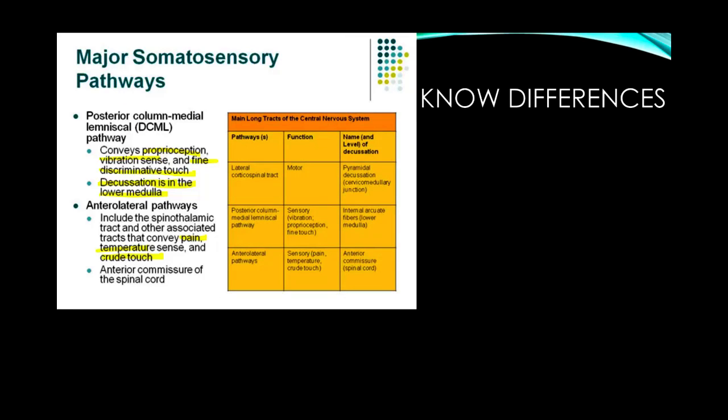And this is in table form, if that helps you. We'll talk about the motor pathways later, but the lateral corticospinal tract, coming down from the brain, crosses over really close to where the PCML crosses over.